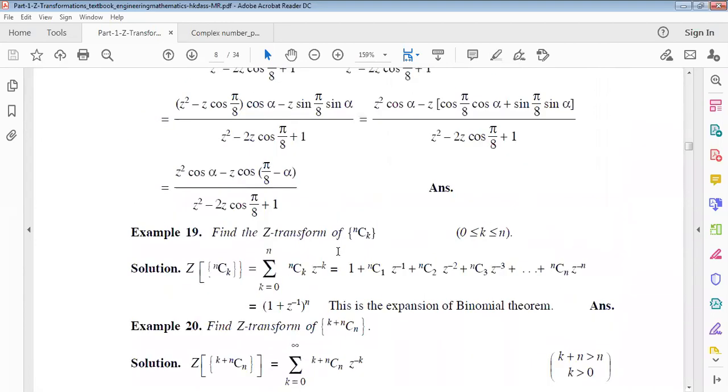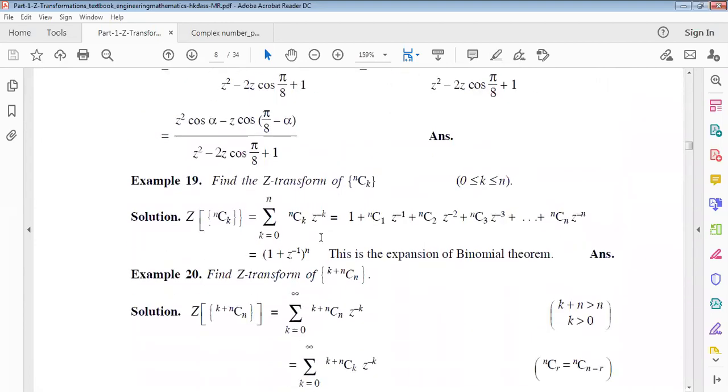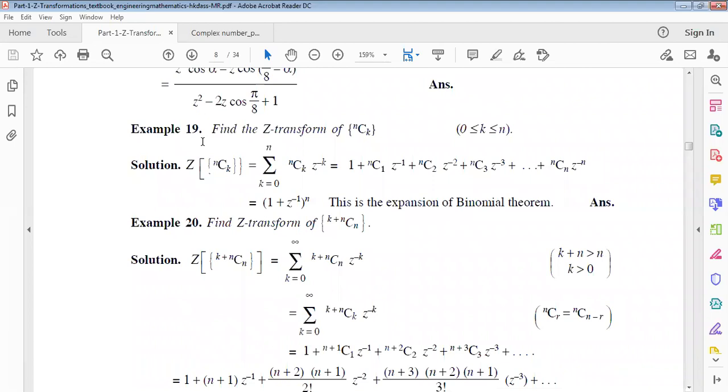Now we will do these four, 17, 18, 19, 20. Number 19 is a little bit different, so let us discuss 19 now. Find the z transform of the sequence nCk. This is the combination formula. You must have an idea about permutation and combination. This is the combination nCk, taking k things from n things. This is the sequence, and k lies between 0 and n. Okay, k may equal 0 or k may equal n, but k must lie between 0 and n.